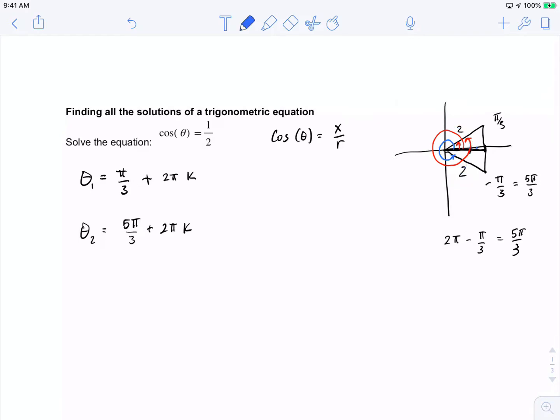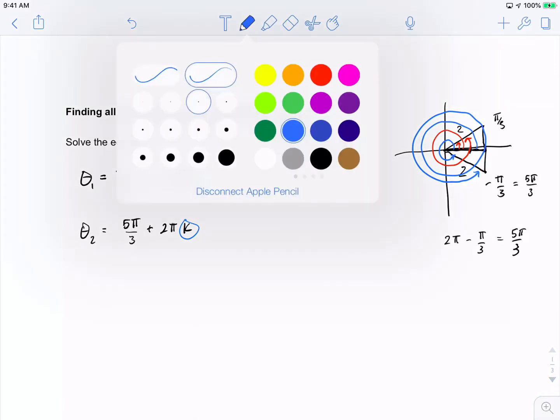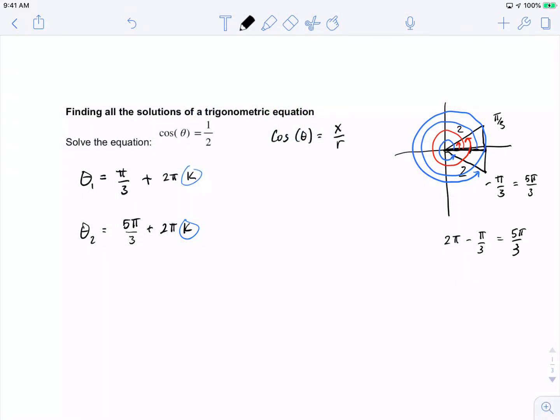By going a full loop around and getting to it. And so you can see the k here and the k here are the number of times it's gone a full revolution around. So these are the 2 solutions for this problem, it's going to be pi over 3 plus 2 pi k and 5 pi over 3 plus 2 pi k. And that's just, again, every time you do a full circle, you end up back in that same spot.